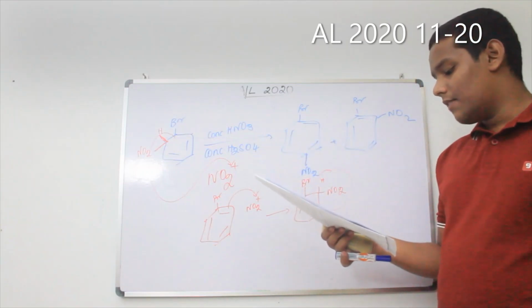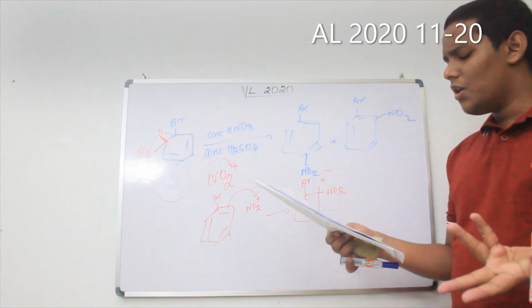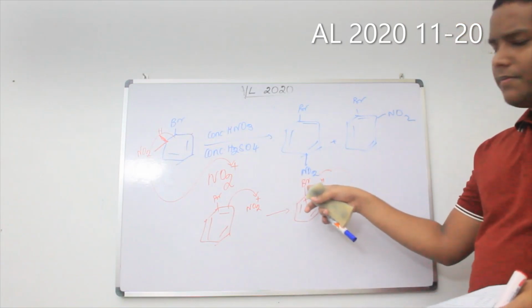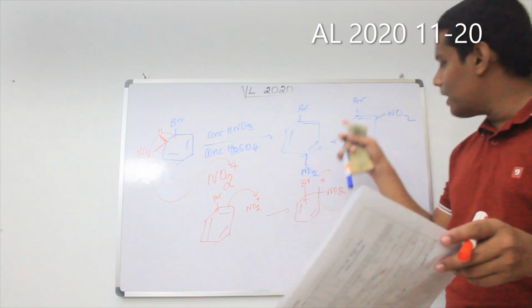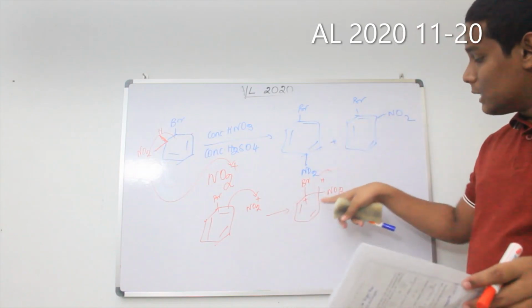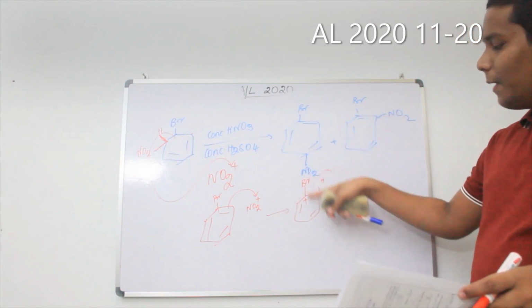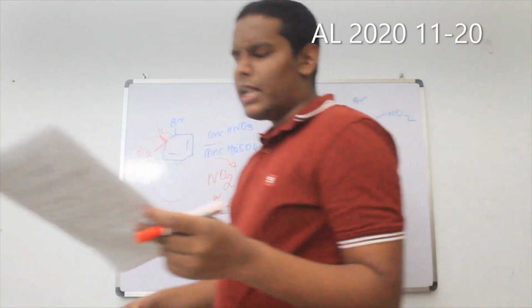First one is okay, second one is okay. Third one is wrong. This bond will never get cleaved. The cleavage happens only at the ortho or para position. This particular bond is not going to get cleaved. The Br bond won't get cleaved. So that's a very easy one.